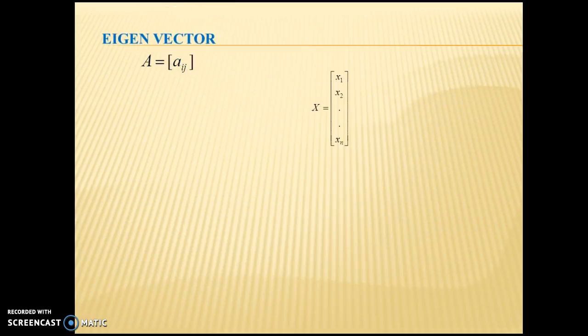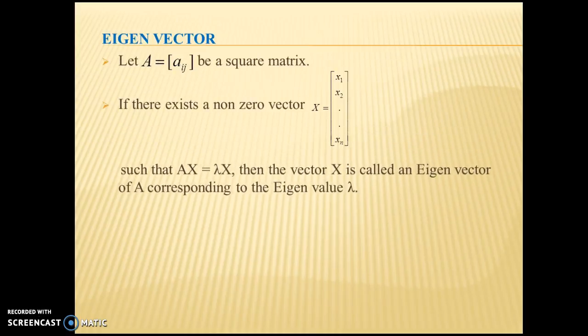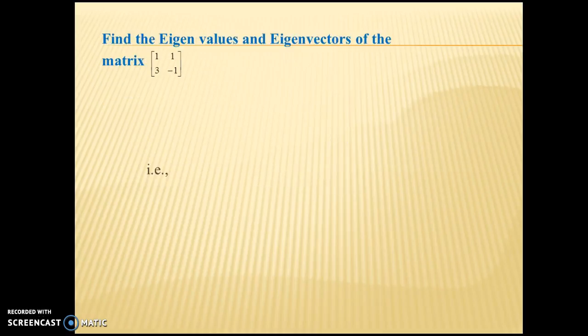Next we see the eigenvector. Let capital A be a square matrix. If there is a non-zero vector capital X equal to x1, x2, up to xn, a column matrix, such that capital AX equal to lambda X, then the vector X is called an eigenvector of A corresponding to the eigenvalue lambda. So now we are going to see how to find the eigenvalue and the eigenvector of a given matrix.